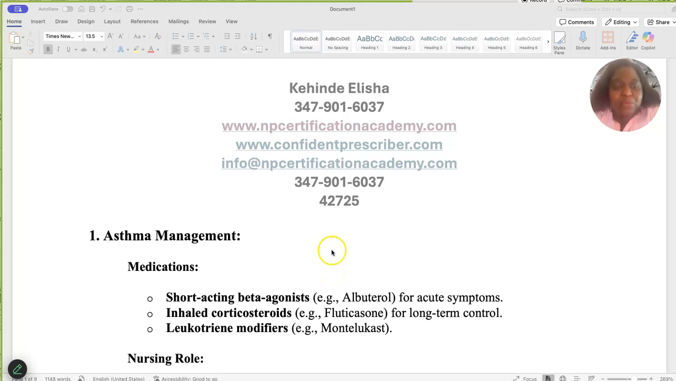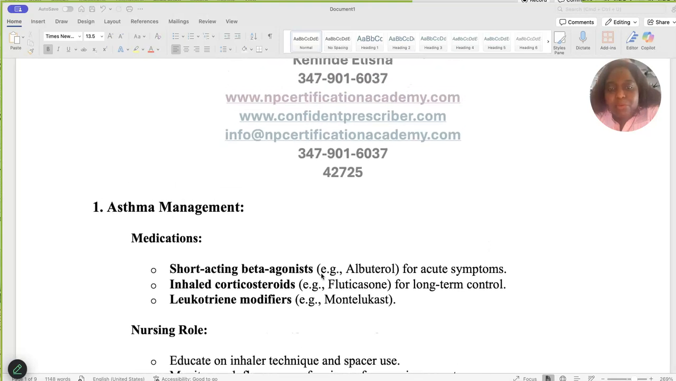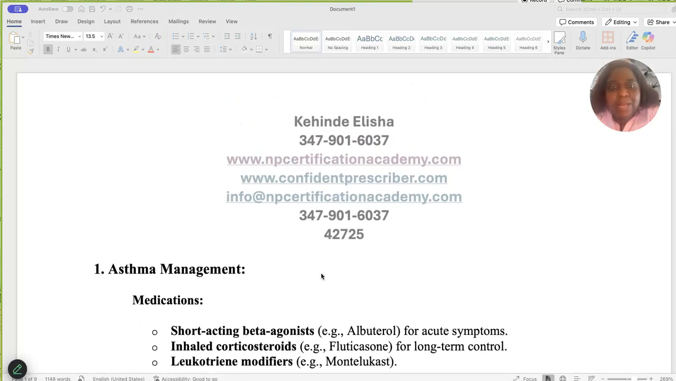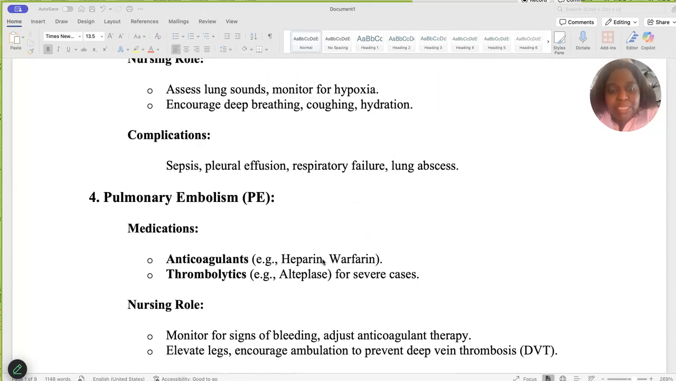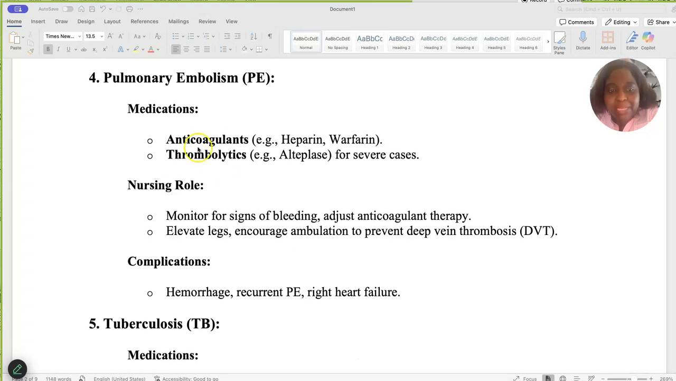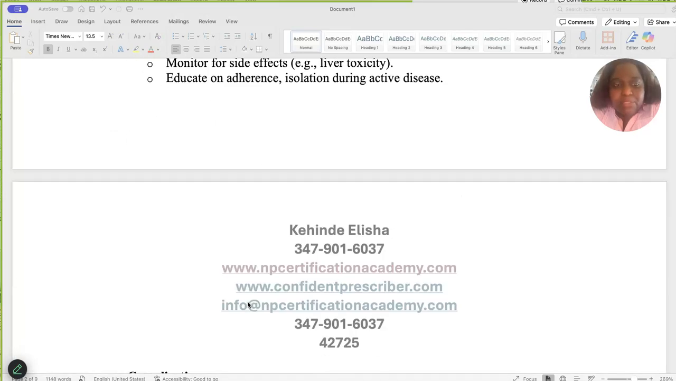Today we're going to be going over the respiratory system. We're going to go through common things to manage as nurses. I know a lot of nurses struggle with the respiratory system, but this is going to be short, sweet, and to the point. I'm going to be talking about medications that we use in treating certain conditions, your role as a nurse, the complications that patients are likely going to encounter from the pathology, and so on and so forth.